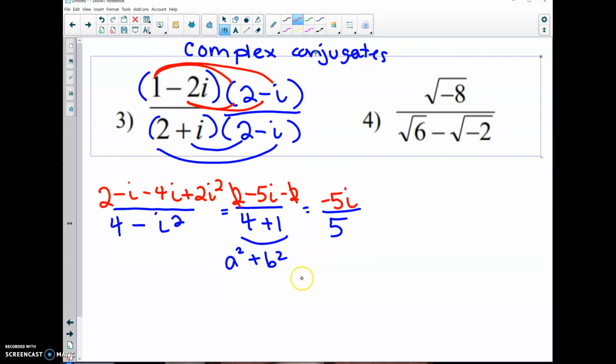So your answer for this one will be, if that was -4i over 5, you would just leave it as is. Notice there are no two terms. So for a plus bi, a might be 0, and that's okay, and you just leave it with the term with i in it.